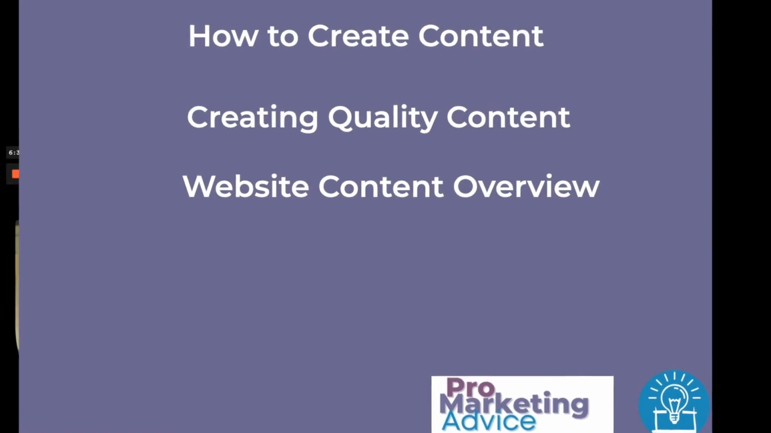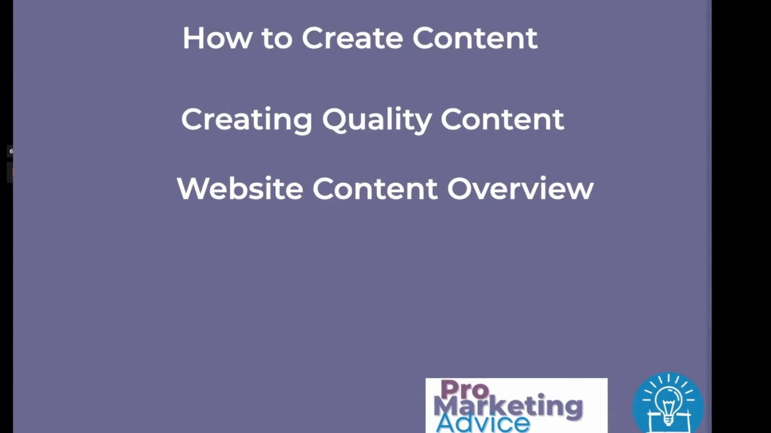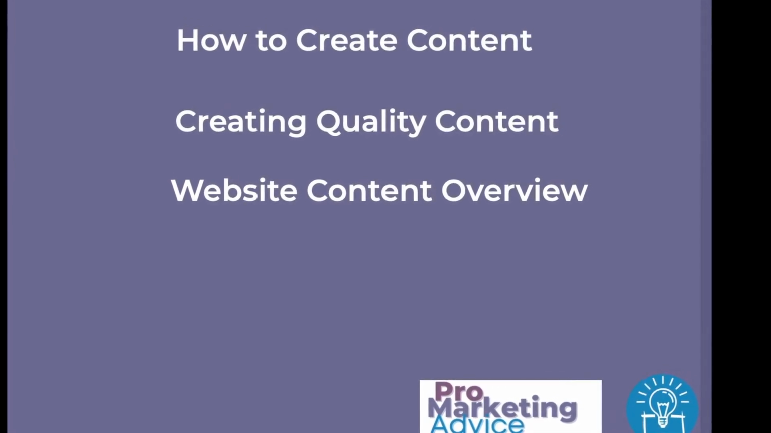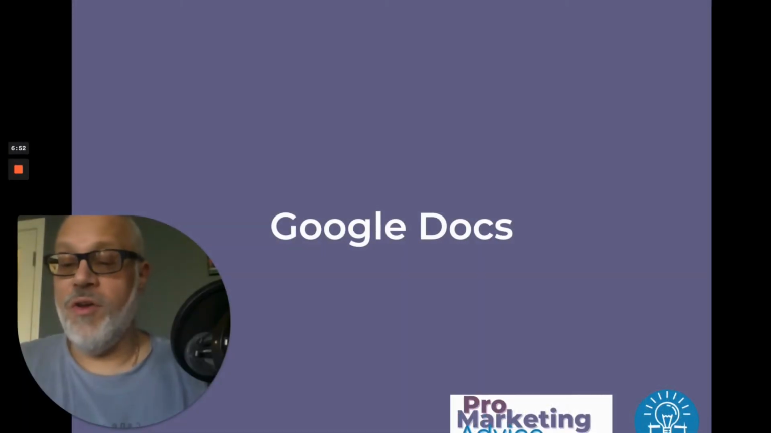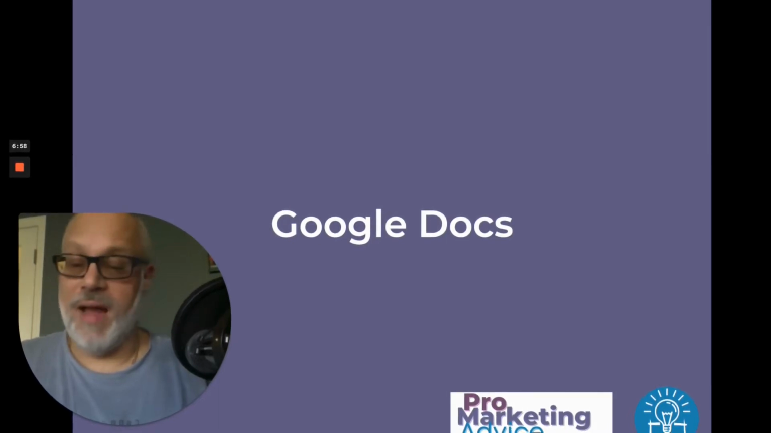Now let's talk about some of the things to consider when you're coming up with your content. First of all, you've got 2 choices. You can write this copy in a Word document or some other similar programming format. Or you can record your voice, and I'll show you how to do that, and take that recording and have it automatically typed into a document, Google Docs.